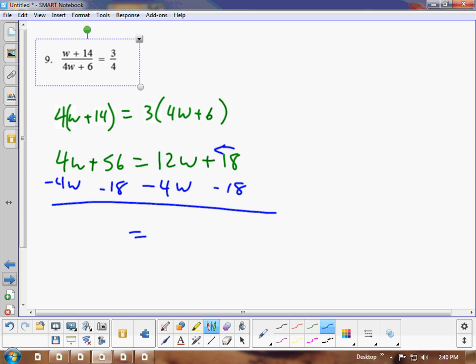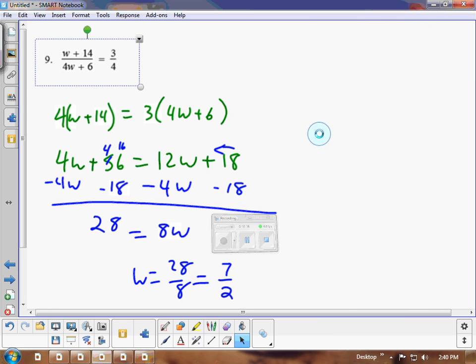And this turns into 8w. And 56 minus 18, 28. And then w would equal 28 divided by 8, which reduces to 7 over 2. I believe that is the right answer. This one does not check very nicely. Let me check my answer real quick.